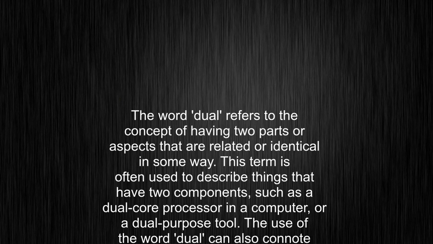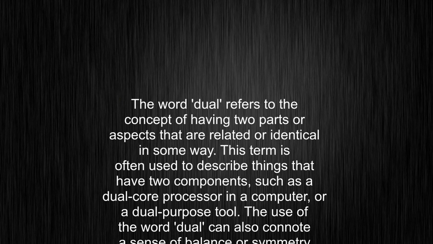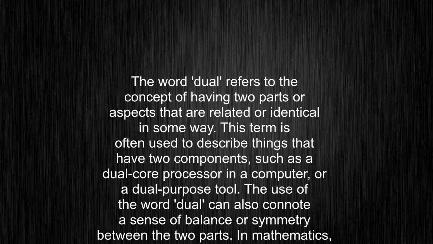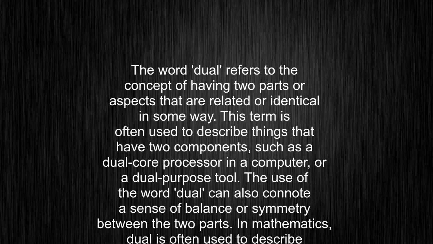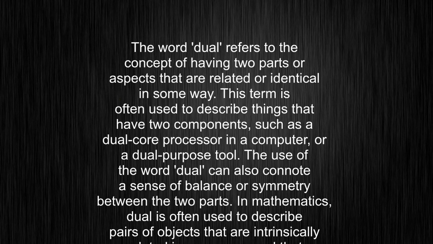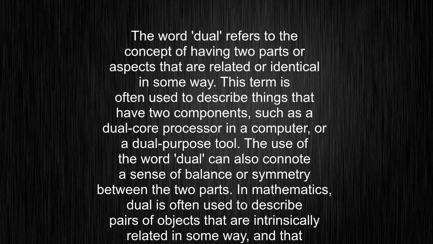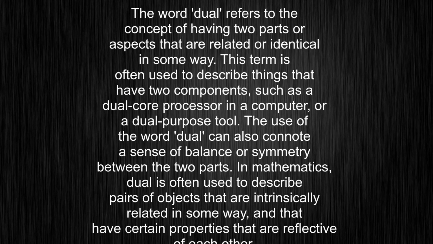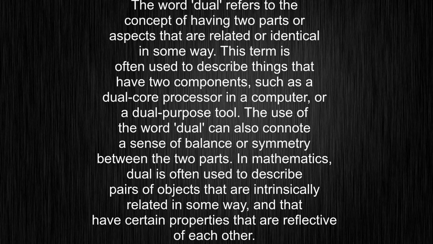The word dual refers to the concept of having two parts or aspects that are related or identical in some way. This term is often used to describe things that have two components, such as a dual-core processor in a computer, or a dual-purpose tool. The use of the word dual can also connote a sense of balance or symmetry between the two parts.